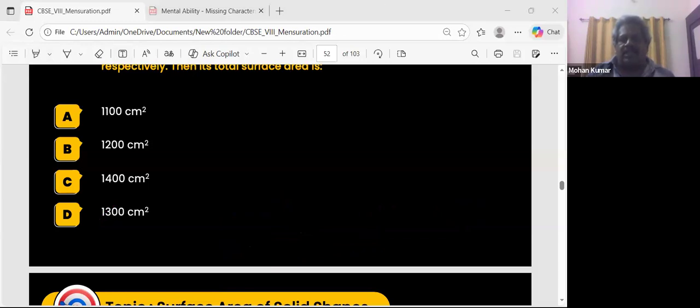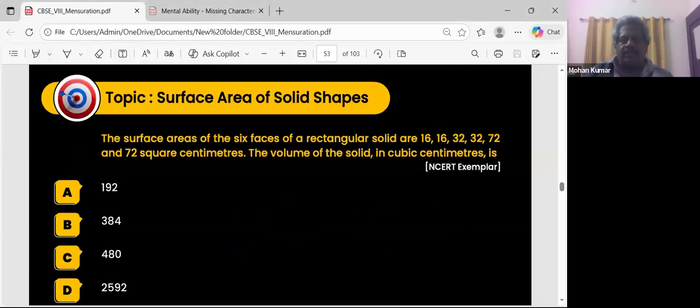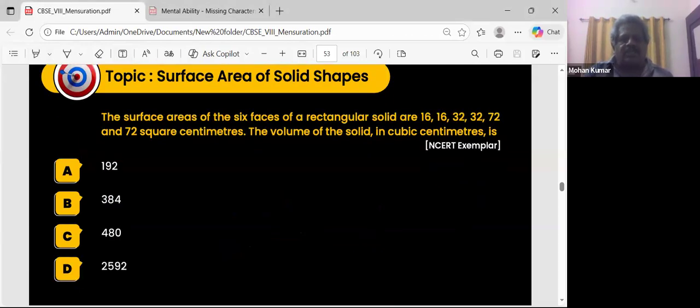So let's see what is the next question now. So the next question looks like this. The surface areas of the 6 faces of a rectangular solid are 16, 16, 32, 32, 72, 72. What is the volume in cubic centimeter?